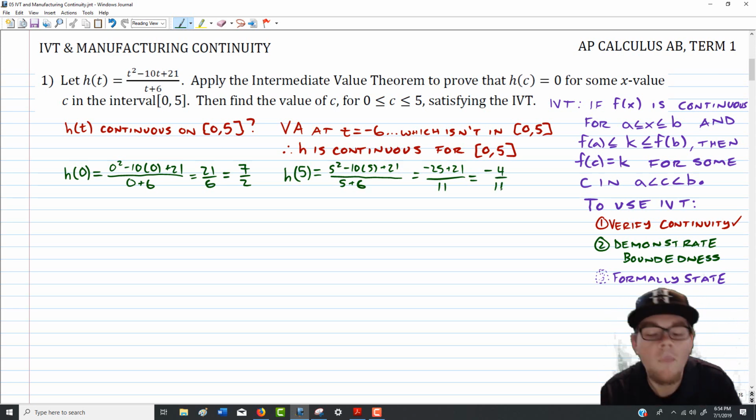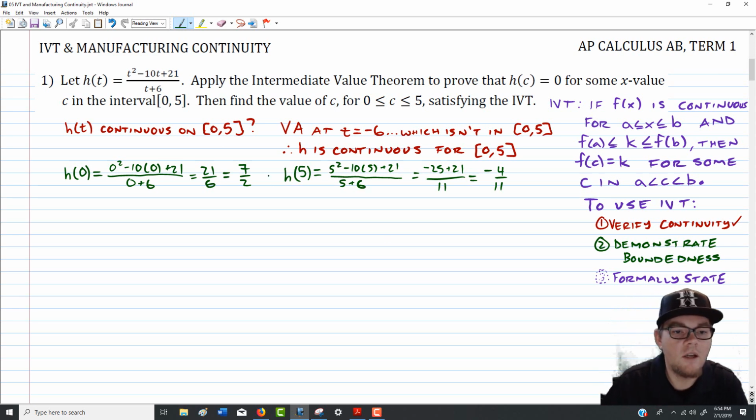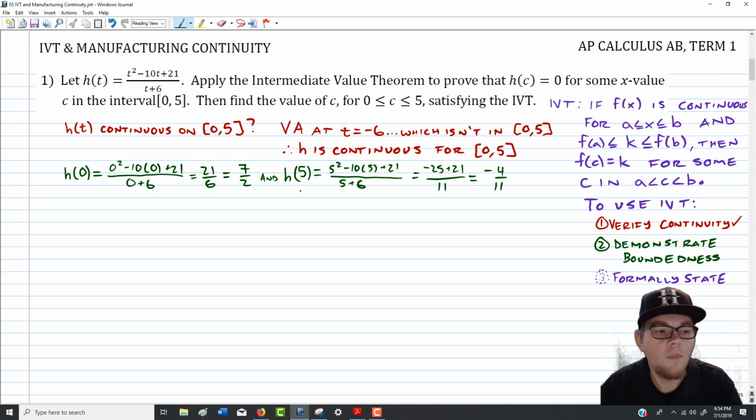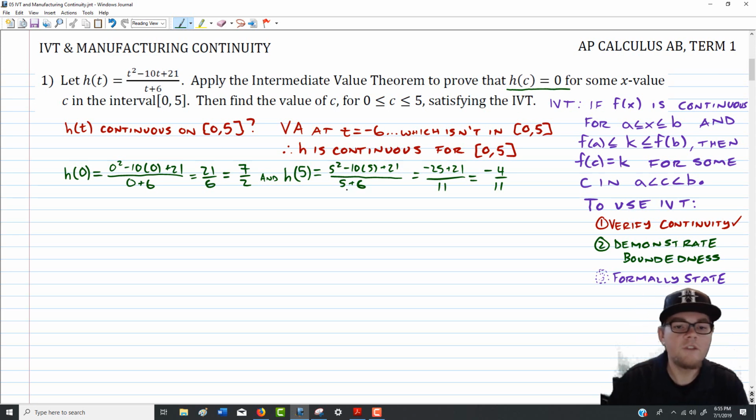Again, now that we have both endpoints, we have some good information in here. So again, I'm just going to put a little conjunction in there just to illustrate that there are two things. We've calculated h of 0, we've calculated negative 4 over 11. And our question asked us to prove that h of c equals 0 for some x value in that interval. So at this point, we're ready to finally invoke it.